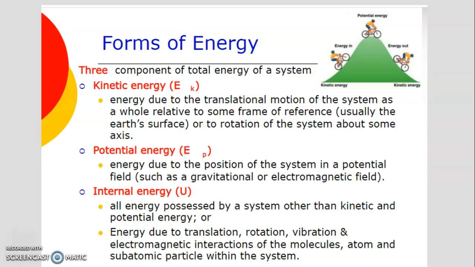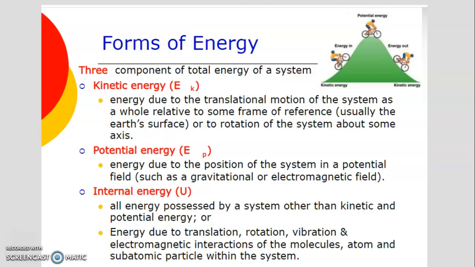If there is movement, then we know the EK must have some value. It is not zero. But if there is no change in motion, or there is no motion, then EK equals 0.